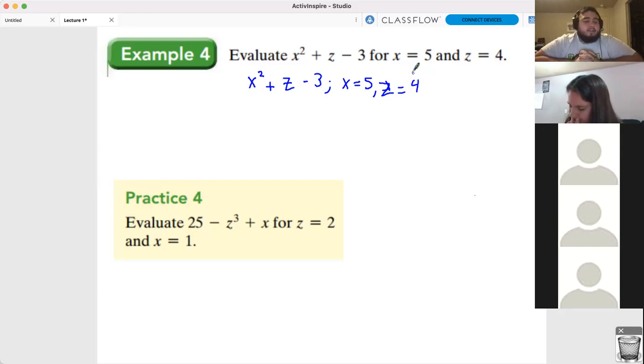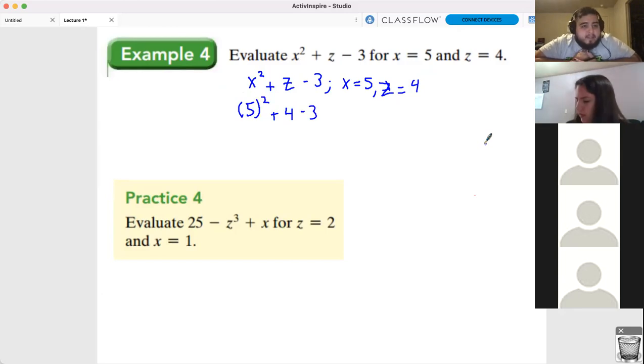All right, so this is the example. I am going to start working it out so y'all can see my process behind it. So I have my expression. I have what x and z are equal to. Let's plug in. So x squared should be 5 squared, plus z. Z is 4, so plus 4 minus 3. And now we simplify using PEMDAS.